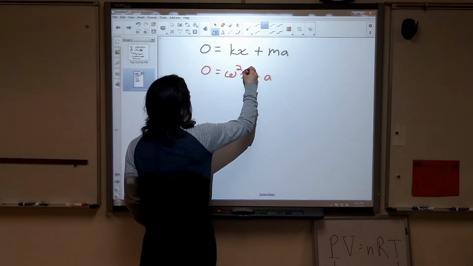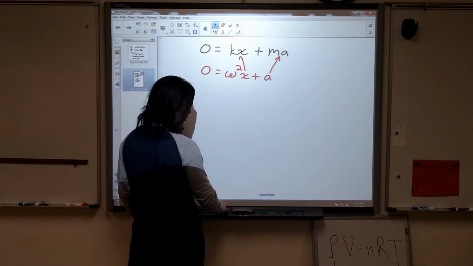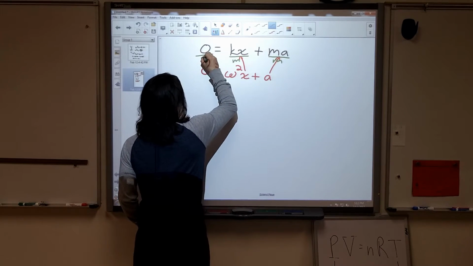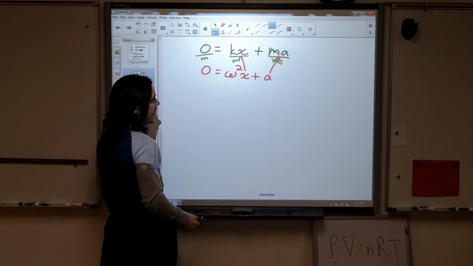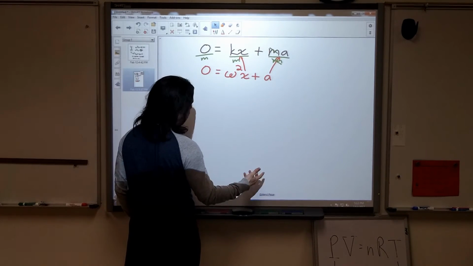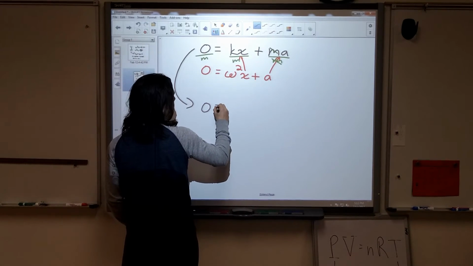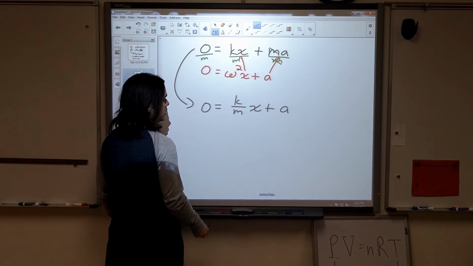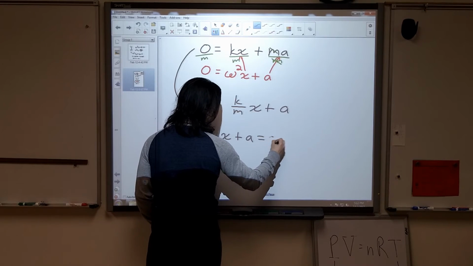But hopefully you see where we're going. Hey, look at that. There's x and there's a. I've got an m next to a, though, so I'm going to divide everything by m. That cancels that out, and 0 divided by m, assuming the mass is not 0, any 0 divided by any finite number will end up being just 0. So I get the following: 0 equals k divided by m x plus acceleration. Writing this a little bit differently, k over m x plus a equals 0.